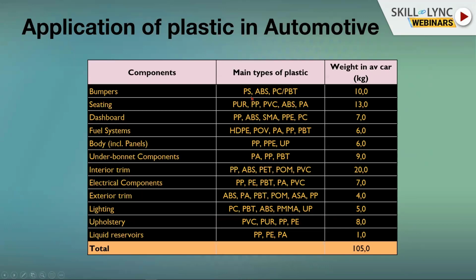And if you see here, most of the plastics which we have already gone through, like polystyrene, ABS, polycarbonate. PUR is a foam which is used in seating. And in total, there are 13 kilos only in seating. And the bumpers is around 10 kilos and so on. So you can just go through this. The reason for this picture is that there are a lot of opportunities in the automotive industry in plastic design. And if you have Siemens NX knowledge, then you have a lot of job opportunities also.